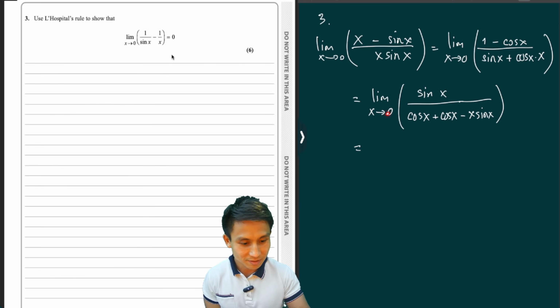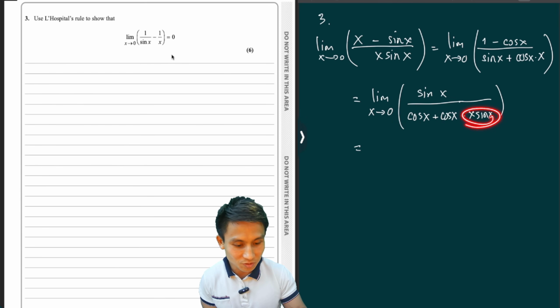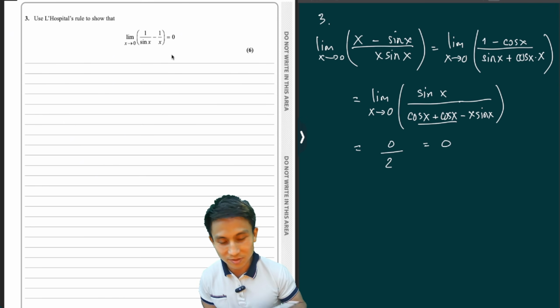Well, I get 0 again here, but I don't get 0 at the denominator now, because this will go to 0, right? But this won't. So that will be 0 over, what's that? 2, right? So the answer is 0.